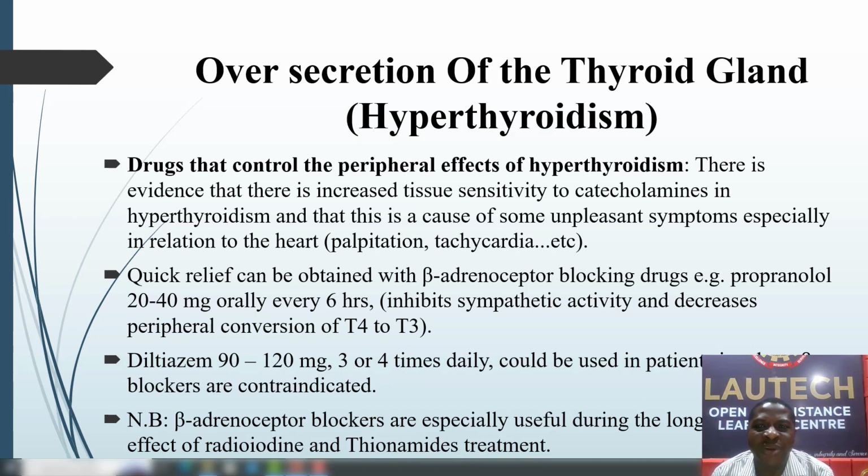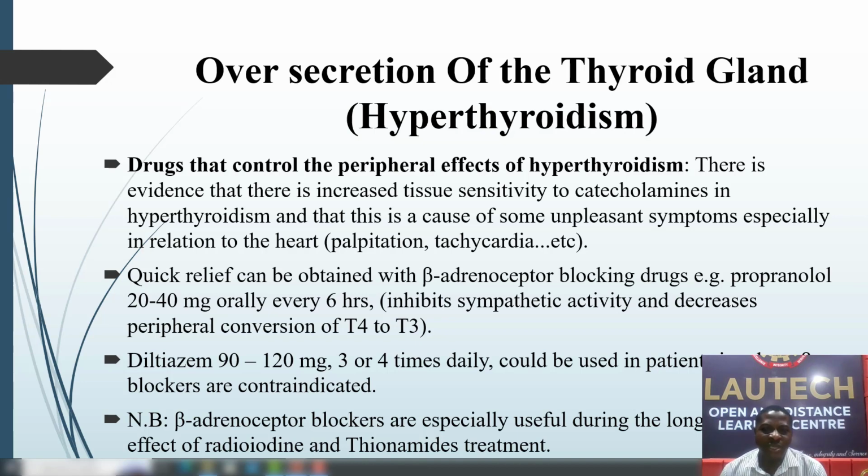Drugs that control the peripheral effects of hyperthyroidism. There is evidence that there is increased tissue sensitivity to catecholamines in hyperthyroidism, and this is a cause of some unpleasant symptoms, especially in relation to the heart, palpitation, cardiac, etc.